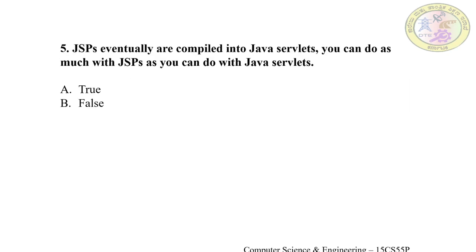The fifth question is, JSPs eventually are compiled into Java servlets. You can do as much with JSPs as you can do with Java servlets. You have to tell whether this statement is true or false. The correct answer is true. That is, JSPs are eventually compiled into Java servlets and you can do as much with JSPs as you can do with Java servlets.